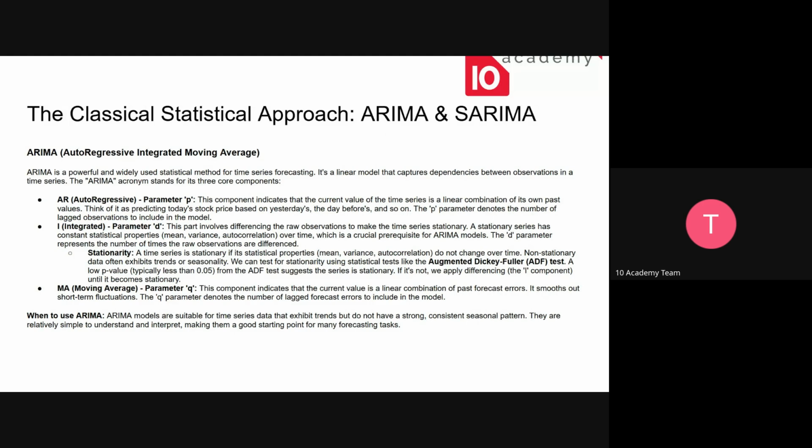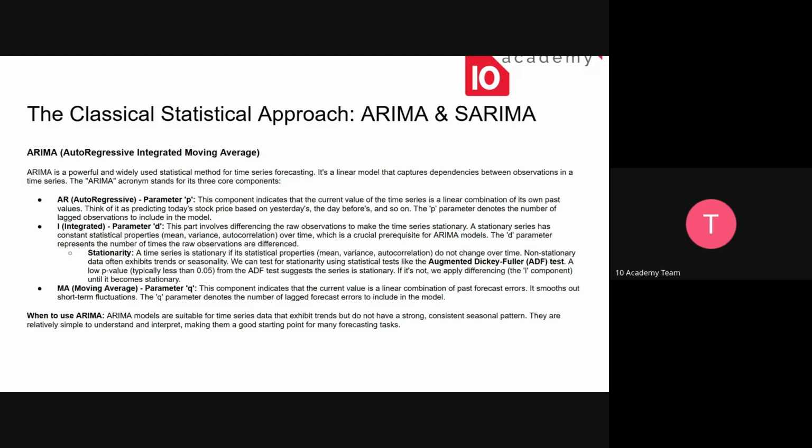So let's start with the AR part, which is autoregressive, and the parameter that describes this part is P. What do we mean by autoregressive? This component indicates that the current value of the time series is a linear combination of its own past values. Think of it as predicting today's stock price based on yesterday's, the day before, and so on. The P parameter denotes the number of lagged observations to include in the model.